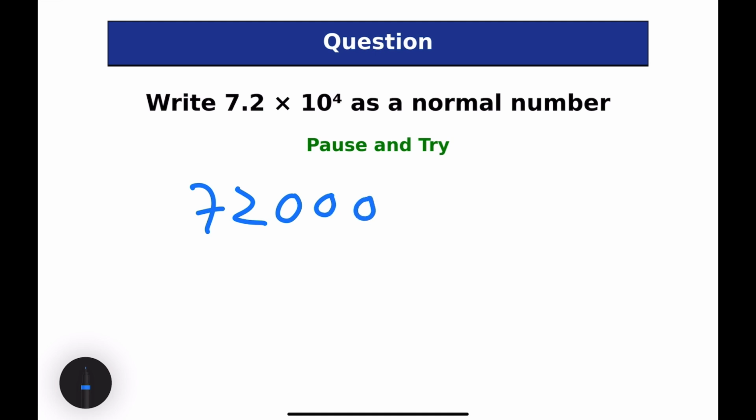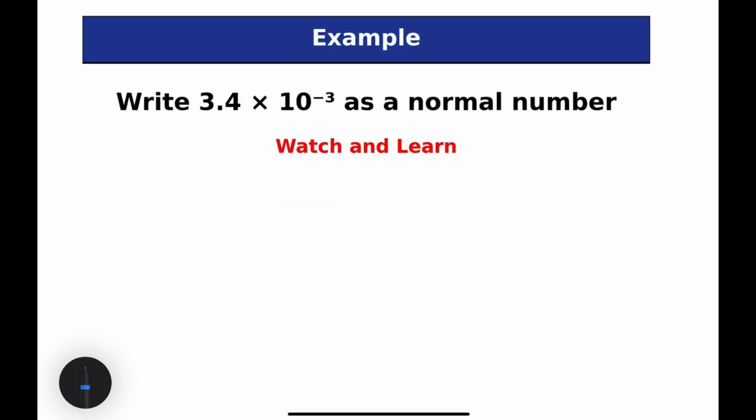So our final answer would be 72,000. And it's always good to double check your answers. So we could write it back into standard form, and we would get 7.2 multiplied by 10 to the 4, as we have moved the 7 1, 2, 3, 4 times. Or you could have done it the other way as I showed you, but as long as you got this answer, then it's fine. Okay, I've got another example.